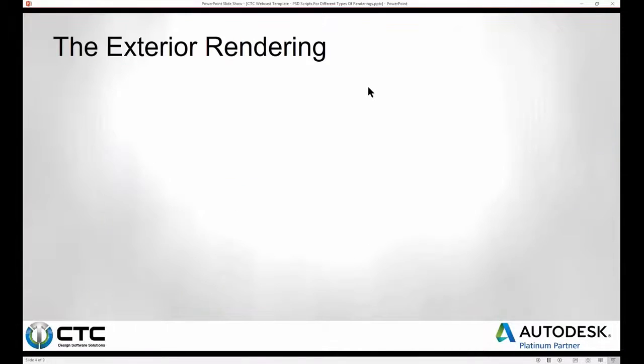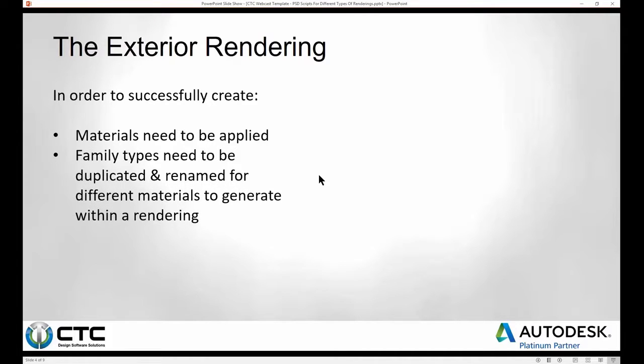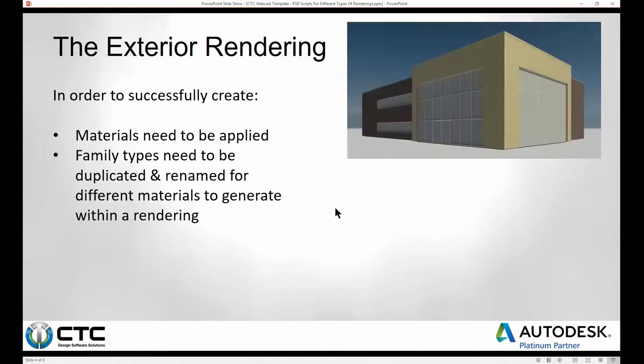The first item we will be looking at is the exterior rendering. In order to successfully create one, there are a few items you would need to be mindful of. Materials need to be applied, and family types need to be duplicated and renamed for different materials to generate within a rendering. Here in this image that I've got pulled up in the PowerPoint, I don't have my glass materials mapped. I just have two different wall types.